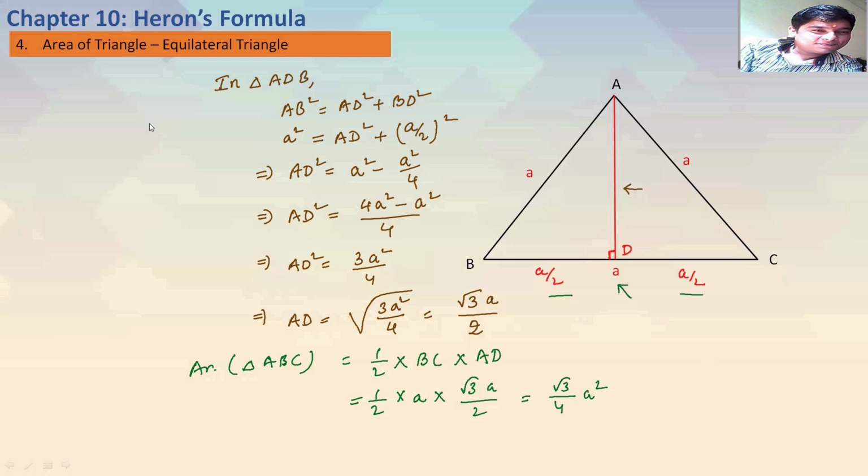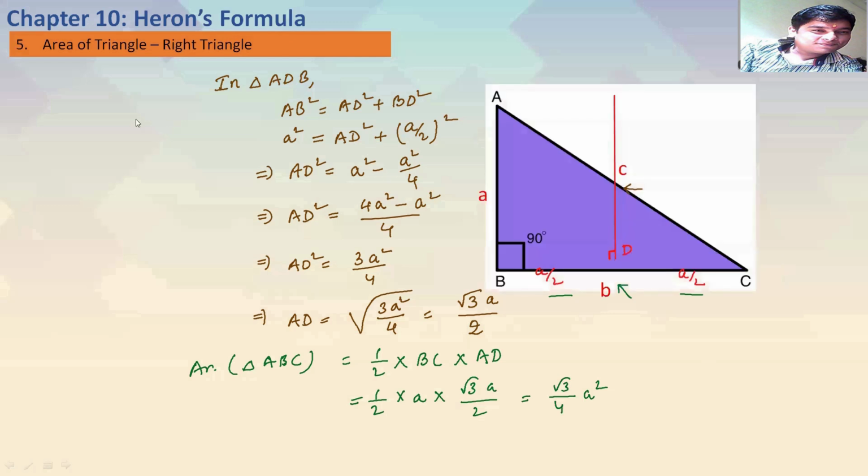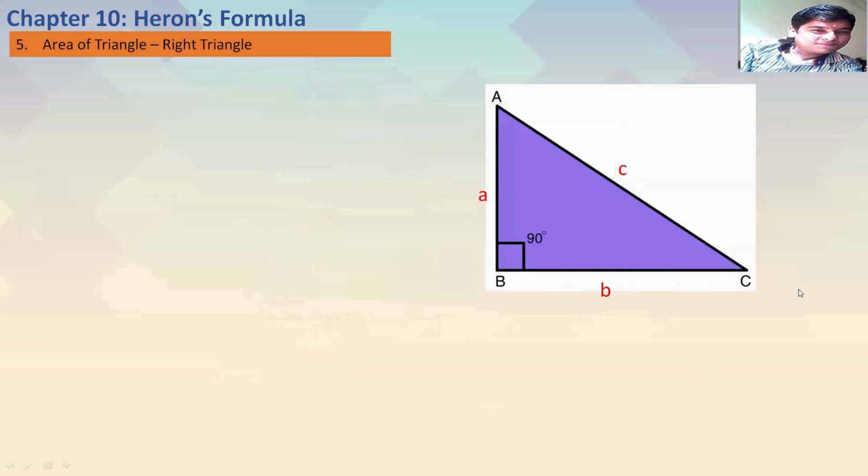Do you think right triangles have base and height directly there? We don't have to find out which one is the base, which one is the height. BC is the base, height is AB. So here nothing is to be derived. Area of triangle ABC is simply going to be half into B into A, half into product of the perpendicular sides.